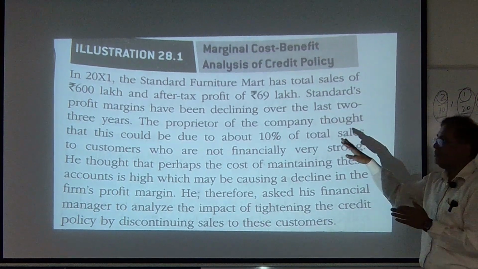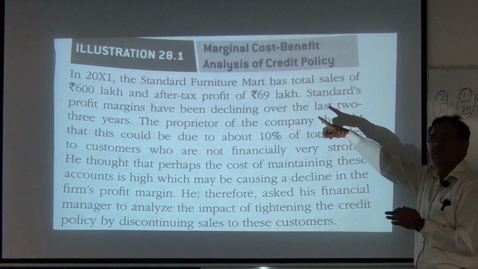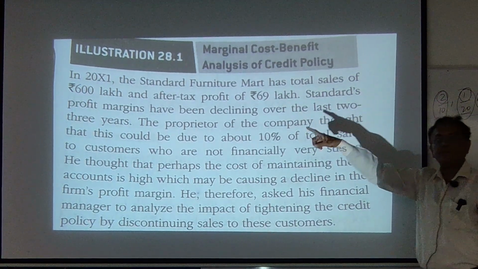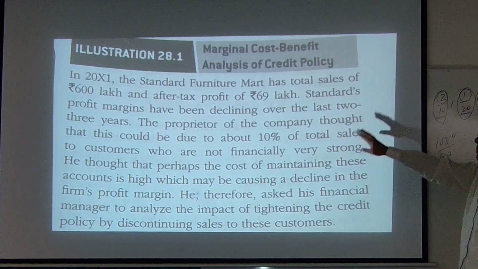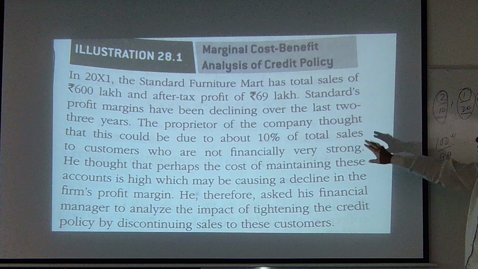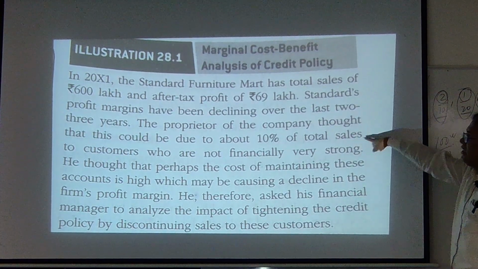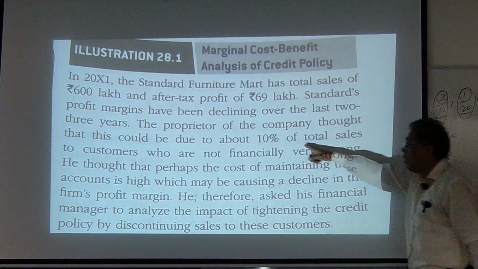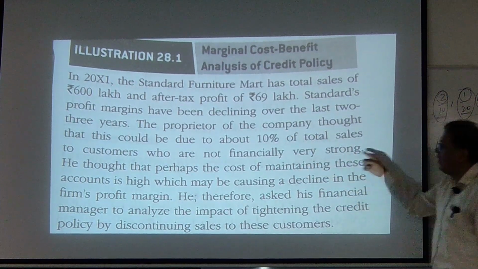अब देखिए इसको मैं फिर से आपके लिए करता हूं. इंपॉर्टेंट इंफॉर्मेशन है. 600 का सेल्स है, 69 का प्रॉफिट है. आप देखिएगा इसमें कस्टमर अलग अलग हैं. कहता है कि द प्रोप्राइटर ऑफ द कंपनी थॉट दैट दिस कुड बी ड्यू टू अबाउट 10% ऑफ द टोटल सेल्स टू कस्टमर हु आर नॉट फाइनेंशियली वेरी स्ट्रांग.